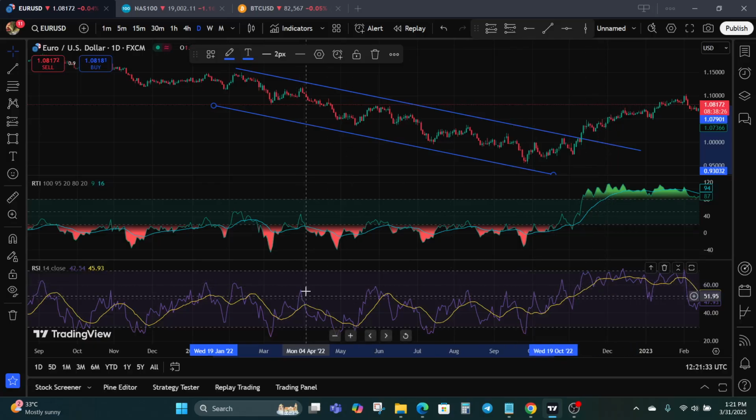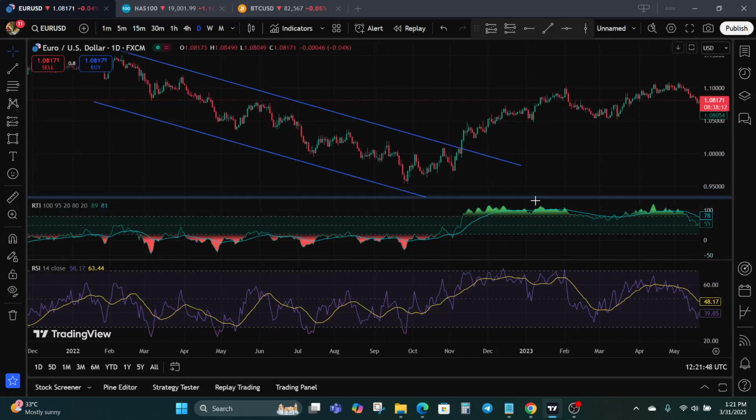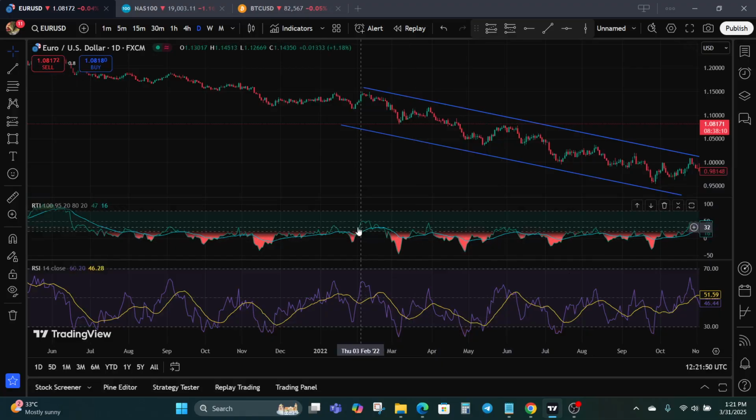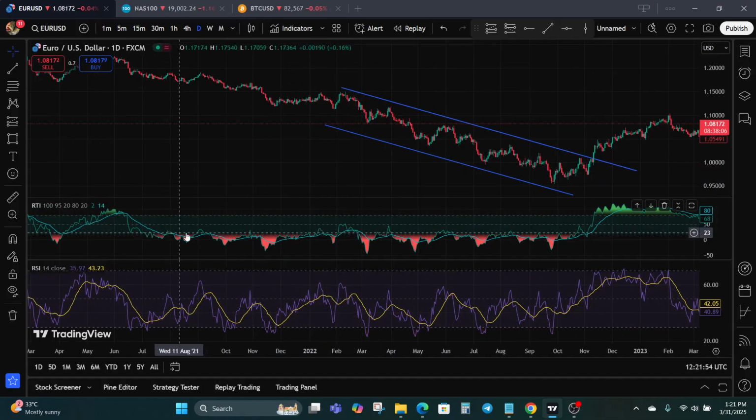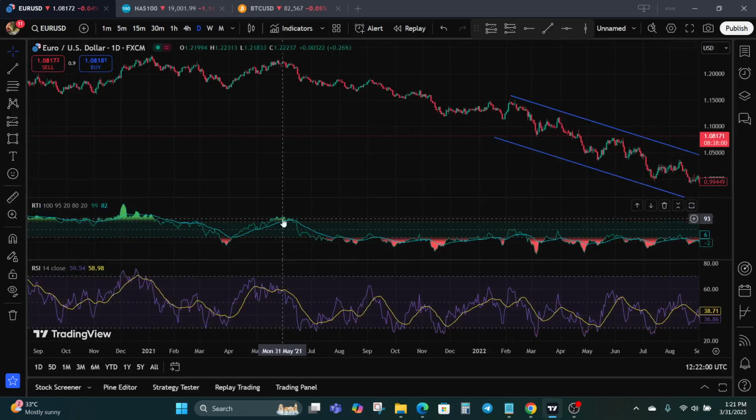Although that was just a mere pullback, a mere pullback went as high as 60. But now look at the RTI. The RTI is going to give you clearer signals because it paints red in a bearish trend and paints green in a bullish trend. So there is no confusion. Did you see that there was no green appearing throughout this zone? No single green appeared.